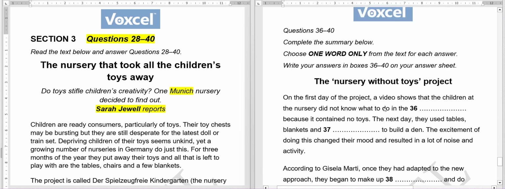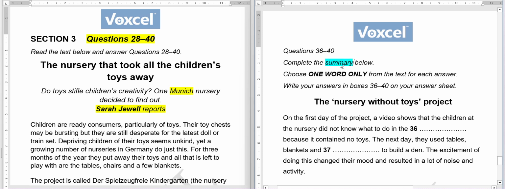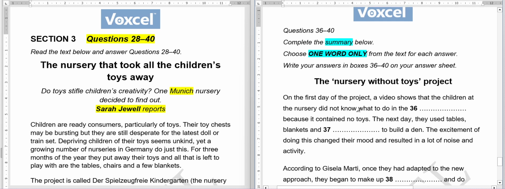And the last set of questions: we have to complete the summary, in other words blanks, and we have to write one word only. This particular answer will be in the paragraph about the nursery without toys project. So we will look at this particular question when we read the first paragraph.